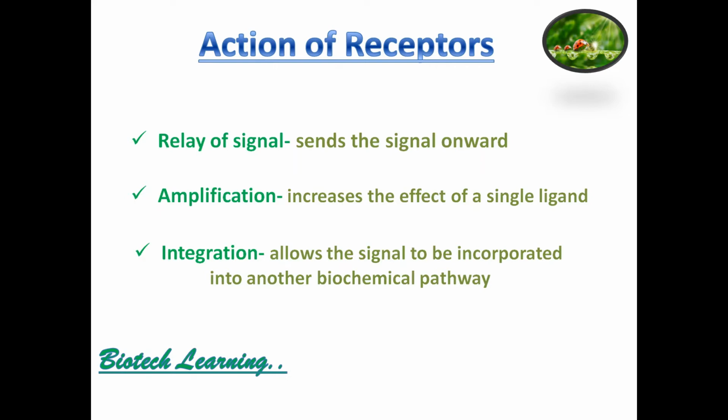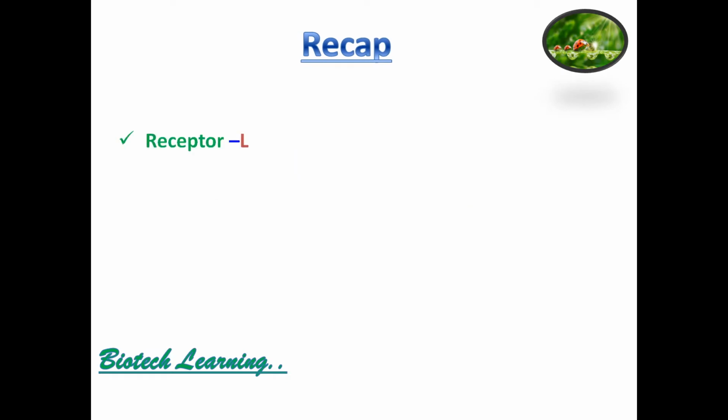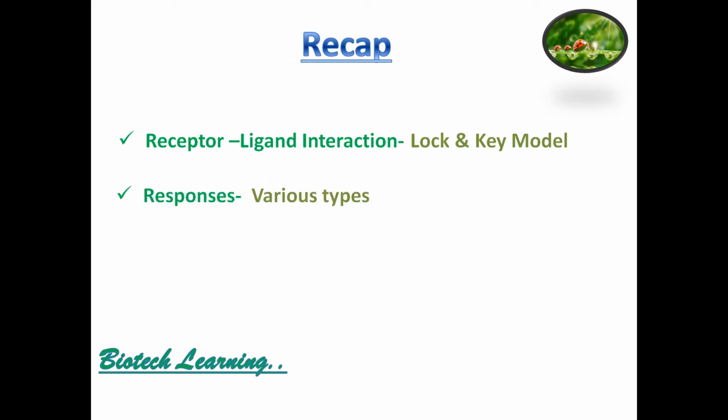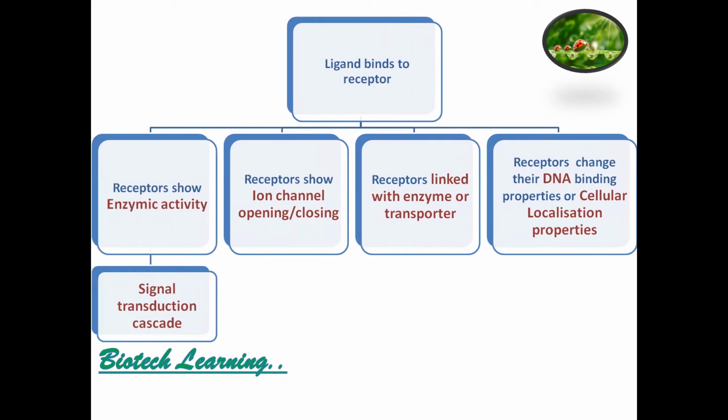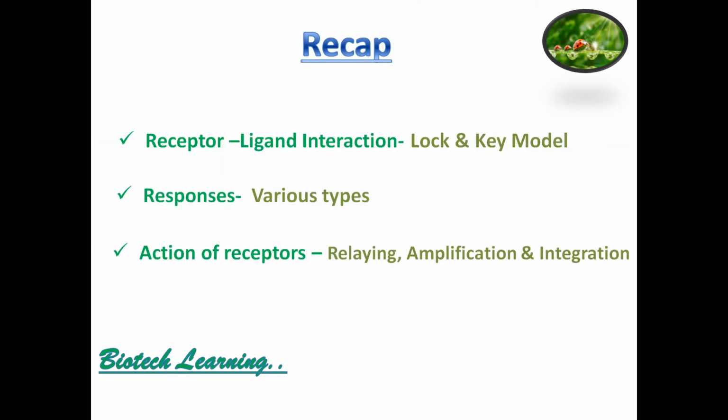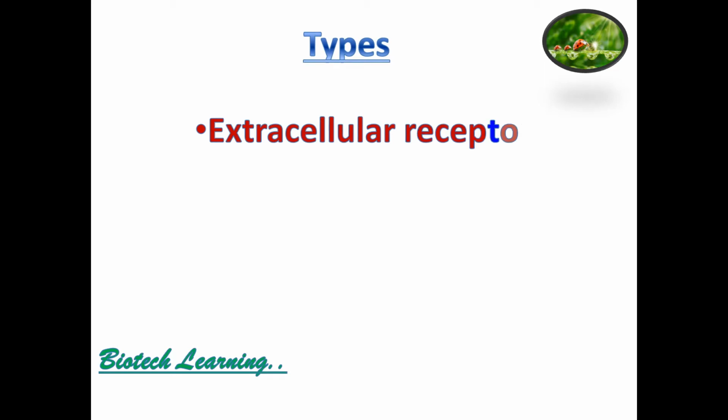So these are the various actions of receptors: relaying of the signal, that is sending the signal onwards, amplification, increasing the effect of a single ligand, and integration, allowing the signal to be incorporated into another biochemical pathway. So let's have a quick recap and then move forward. We have seen the receptor-ligand interaction. It's just like the lock and key model. We have seen the various responses, and we have also seen the actions of receptors, that is relaying, amplification, and integration. So with this basic information, let's move on to see the types of receptors.